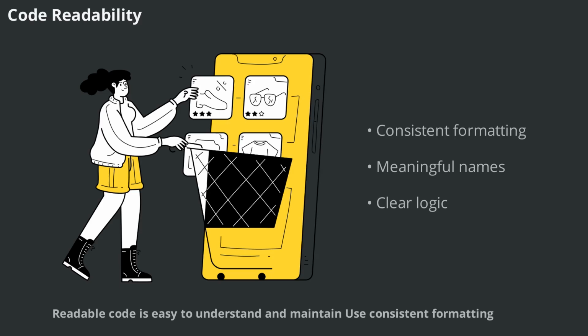Readable code is easy to understand and maintain. Use consistent formatting, meaningful variable names, and clear logic. Interviewers value candidates who write code that others can easily follow.